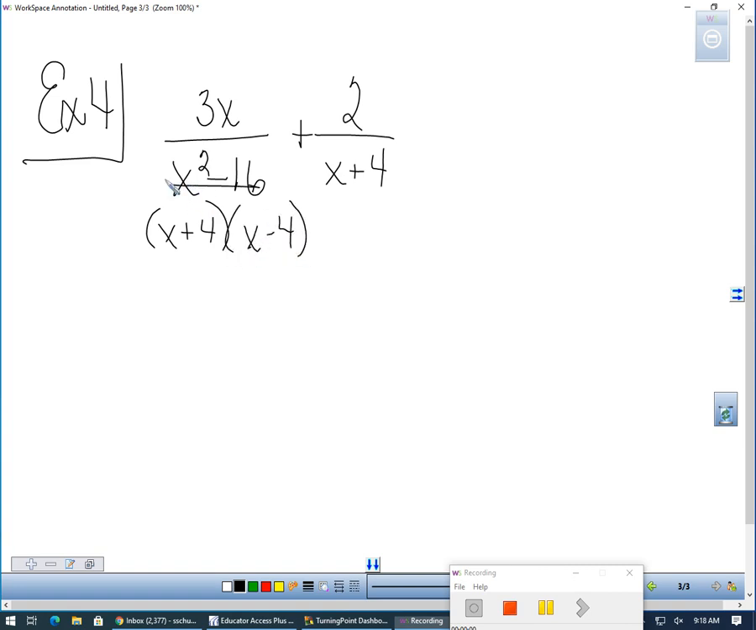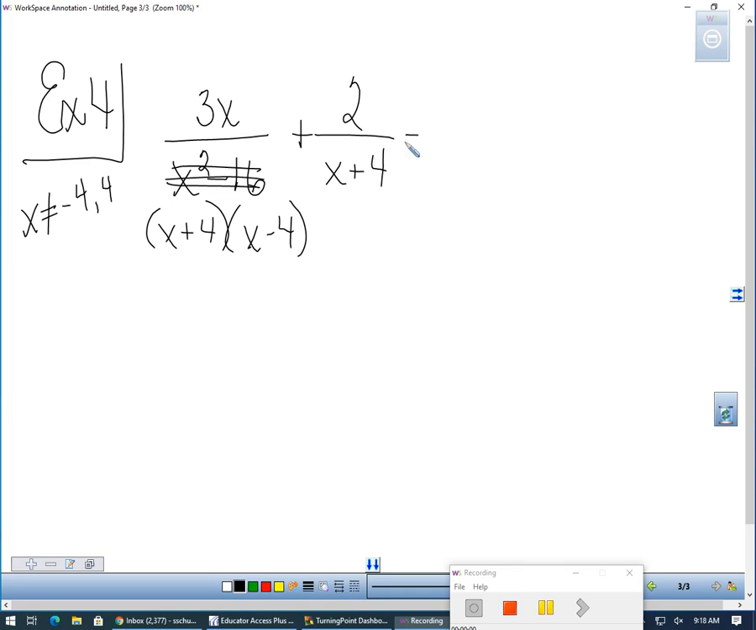Again, I'm going to cross this out because I've factored it. Talk about our restrictions. In this case, x cannot equal negative 4. In this one, x cannot equal positive 4. And in this one, x cannot equal negative 4, which we already have. All right, so we stated our restrictions.